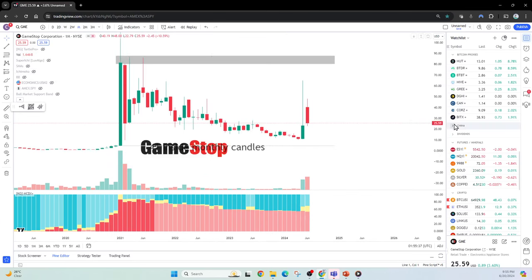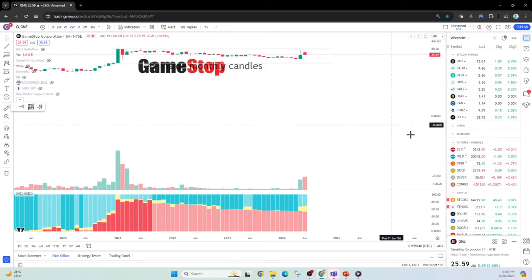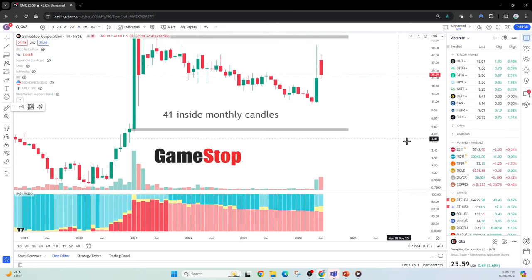A couple other things too, a lot of things I normally look at. Let me go back to the logarithmic chart, which I generally prefer seeing.